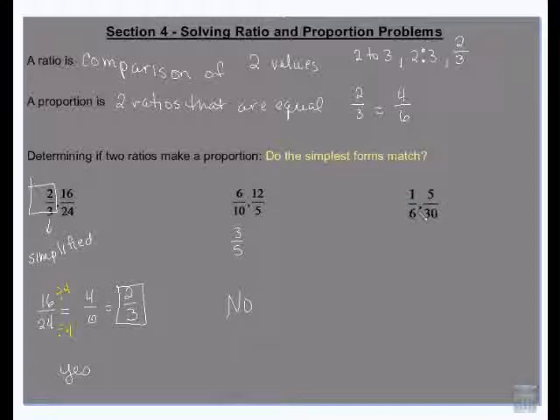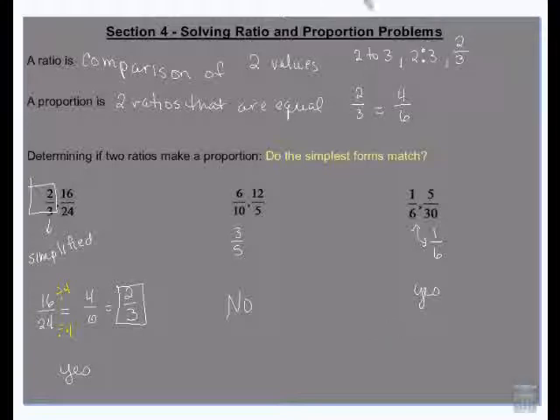Okay, 1/6 and 5/30. 1/6 is already simplified. 5 and 30 both divide by 5. I get 1/6 and 1/6. So yes. So the first way you can tell if two ratios make a proportion is to simplify the fractions. And if they match, you're good.